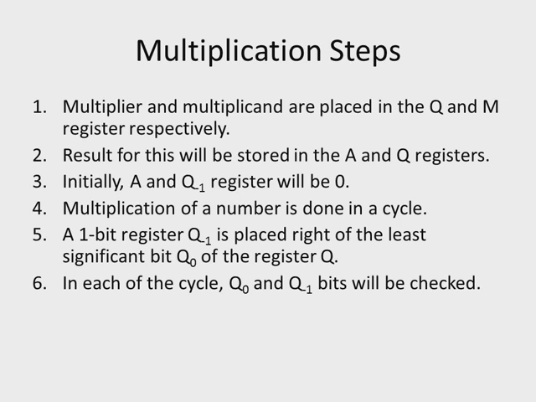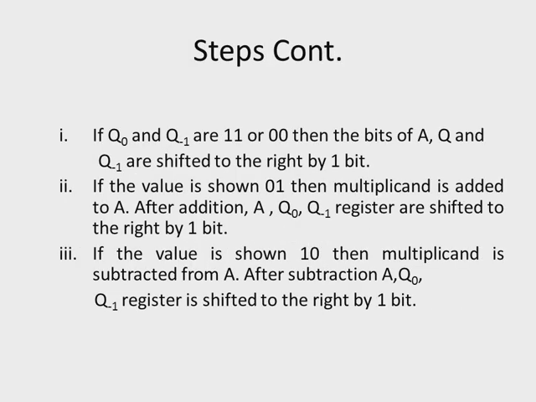In each cycle, the values of the Q0 and Q minus 1 bits will be checked. The remaining steps are based on the comparison between the Q0 and Q minus 1 values. Accordingly, we have 0 0, 0 1, 1 0 and 1 1. Now, what happens if both the bits are the same? That is 0 0 or 1 1. In this case, the content of A, Q and Q minus 1 are shifted to the right by 1 bit position. Here, the arithmetic shift right operation is performed in each cycle.